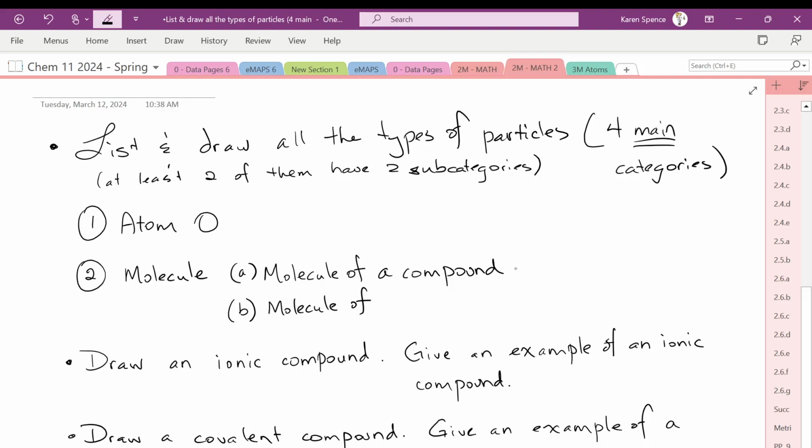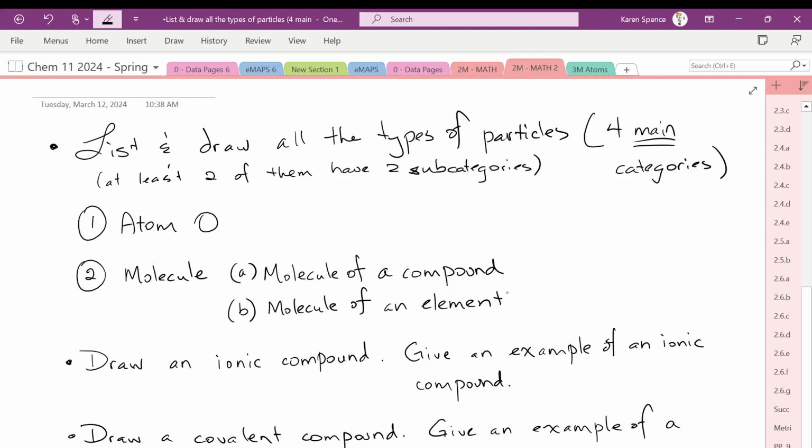We also have a molecule of an element. Please try and draw a molecule of an element. I'm assuming this is going to be on the test. Heck yeah. A molecule of an element is really easy, right? Because all you got to do is pick one of your diatomics. Doesn't even matter which diatomic. That's the easiest one to draw.